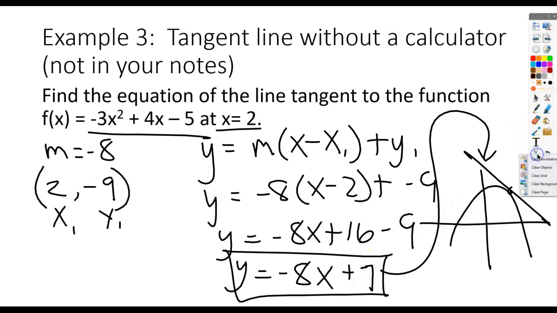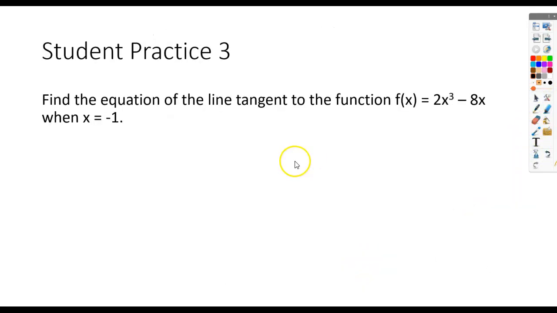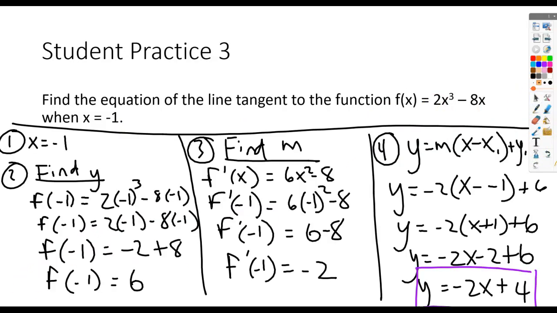So I would go ahead and encourage you to try the student practice I'm going to show you right now. Go ahead and pause the video and see if you can find the equation of the line tangent to this function when x equals negative 1. Okay, so I've got the answer here in purple down there in the bottom right corner. You can see the final answer. Now, if you didn't get that, you might want to go through the steps here with me. If you did get that, go ahead and just fast forward to the next problem. But if you didn't get it, let's go over it.